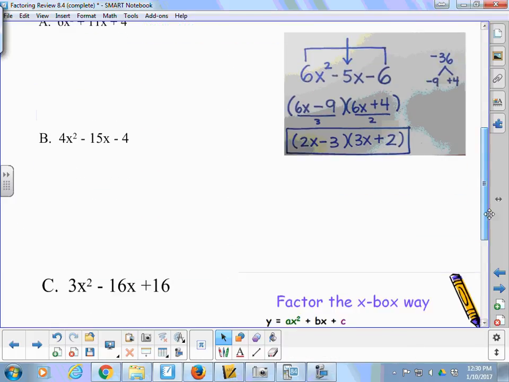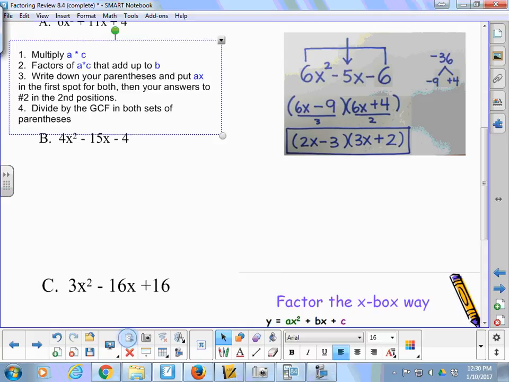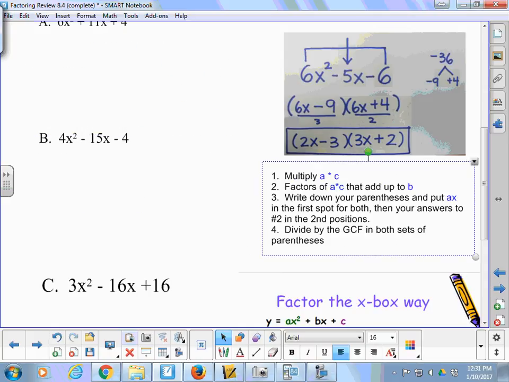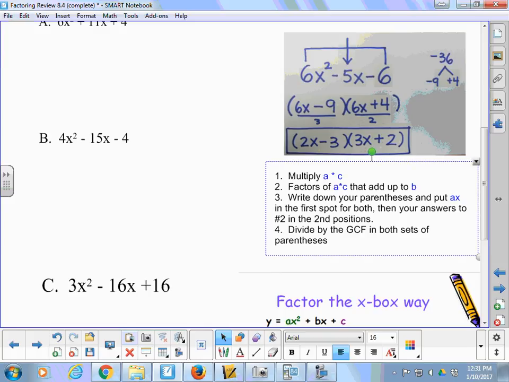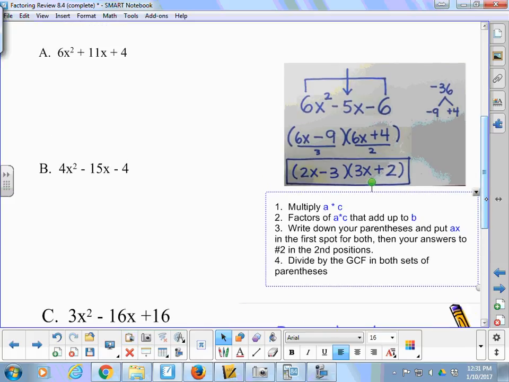All right, so here's an example of the method called the airplane method. All right, and here's the steps for doing this. So they have 6x squared minus 5x minus 6. That's the quadratic function that we're going to factor. Right? And their airplane is the fact that they've got this little, they call this the airplane.